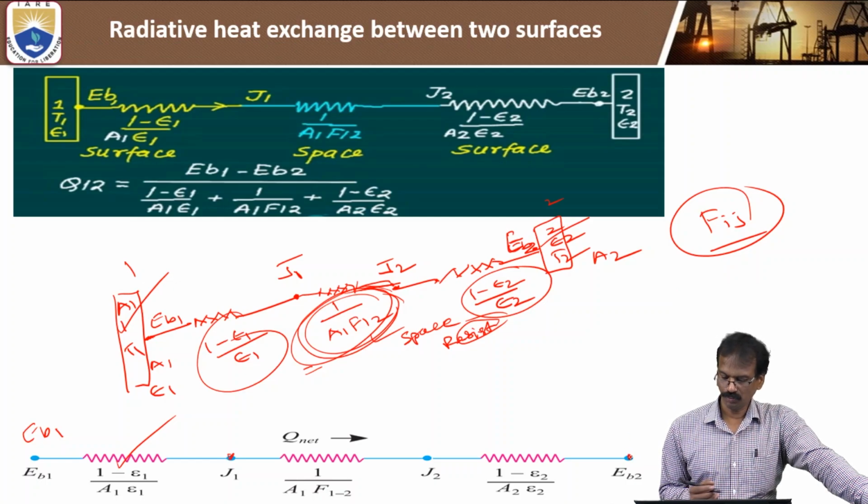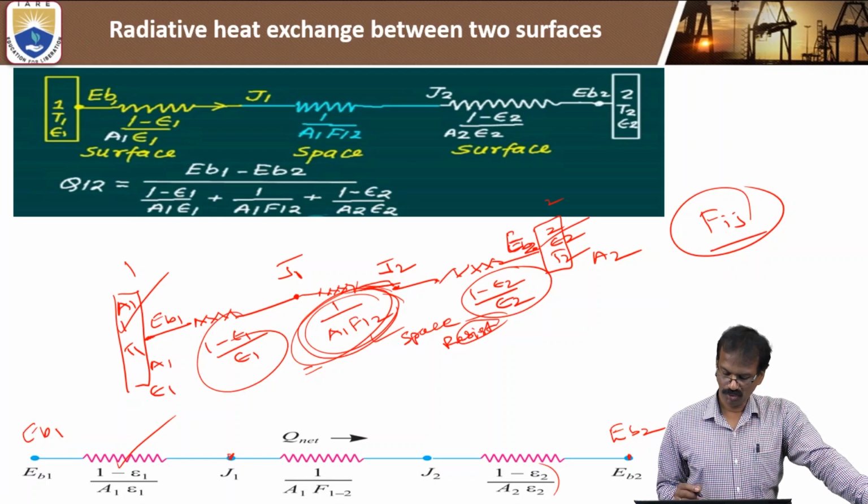Similarly, from surface 2, this is EB2, the emissive power of the black body, next to the surface resistance of the black body, (1 minus epsilon 2) by (A2 into epsilon 2). Okay, so this one is J2. The resistance between J1 and J2 is called the space resistance.